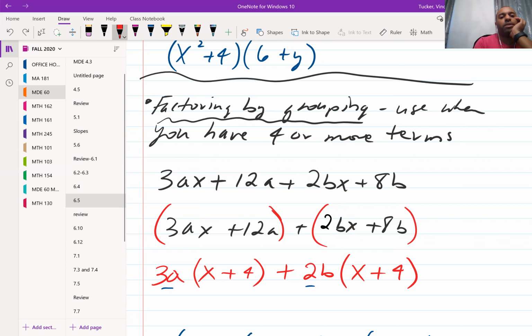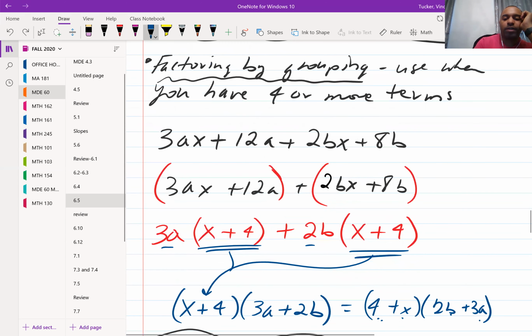Now we notice x plus 4 is in common with each. That has to be the case in order for you to finish off the problem. If that is not the case, that's when you know you need to go back and rearrange terms. But x plus 4 is in common with each, so we're going to bring the x plus 4 out front. And we're left with 3a plus 2b in the other parentheses.